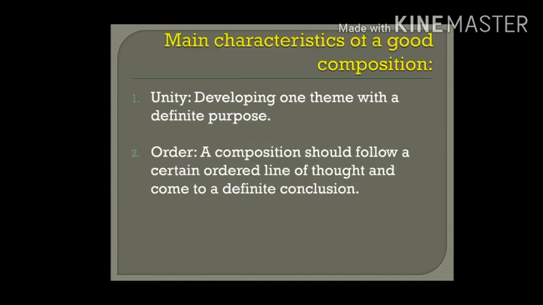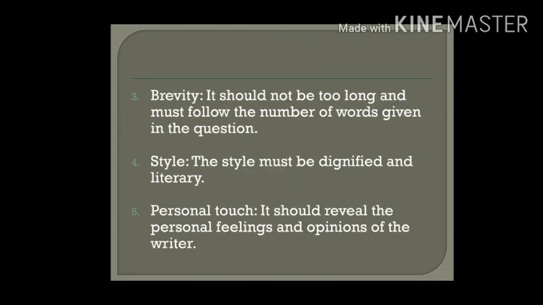The main characteristics of a good composition are: number 1, unity. That is, developing one theme with a definite purpose. Number 2, order. The composition should follow a certain ordered line of thought and come to a definite conclusion. Number 3, brevity. It should not be too long, must follow the number of words given in the question. Number 4, style. The style must be dignified and literary. Number 5, personal touch. A composition should reveal the personal feelings and opinions of the writer.